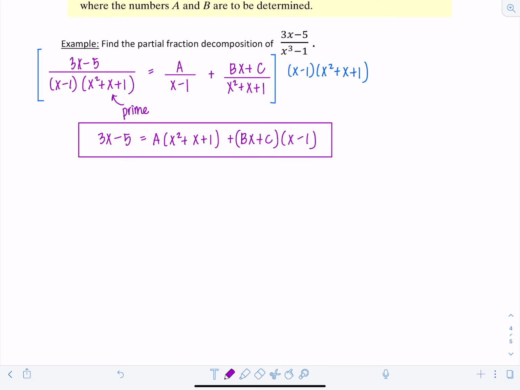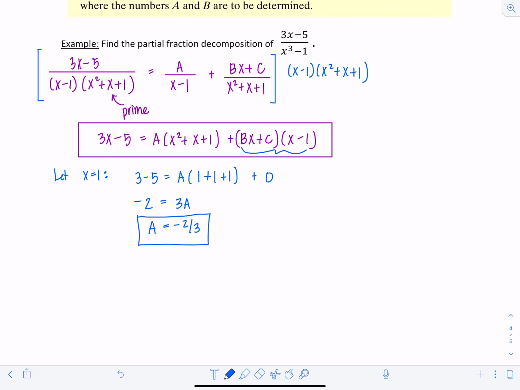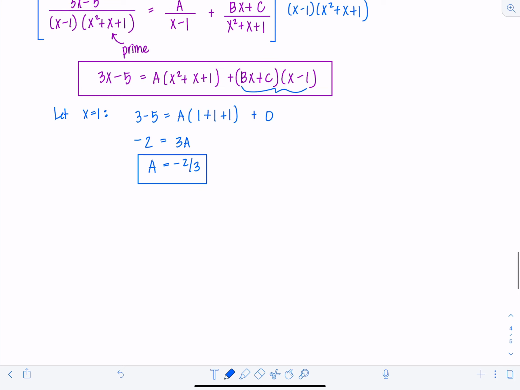You could start off by letting x equal something that would cancel out a good chunk of the equation. So we could let x equal 1 to get started. Then I'd have 3 minus 5 equals A times (1 plus 1 plus 1) plus, and this whole thing is just going to be 0 if x is 1. So negative 2 equals 3A, so A is negative 2/3. But after this point, you're pretty much stuck because, since x squared plus x plus 1 is prime, you can't substitute in a real number that's going to make it equal 0.